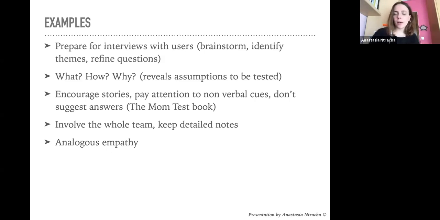Encourage stories during interviews, because when people are telling stories, it's easier to get into some other details that perhaps you hadn't thought about. And pay attention to nonverbal cues and their body language and what things cause them what kind of emotions. Don't suggest answers when you're asking. A great book that I'm always recommending when it comes to talking with your users or interacting with people, so that you limit the bias from their opinions, is the Mom Test book. It's a very easy read, and it suggests how you can get feedback without you being suggestive of the kind of feedback you want.